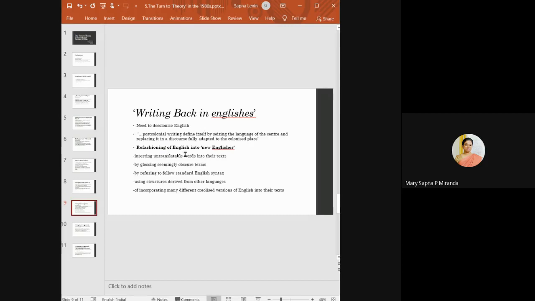So post-colonial writing defines itself by seizing the language of the center. Seizing is taking it by force, the language of the center. The language of the center is English. And replacing it in a discourse fully adapted to the colonized place. So what we have done is we have appropriated it, we have taken it and replaced that standard British English with a brand of English which is adapted to our sensibilities and our requirements.